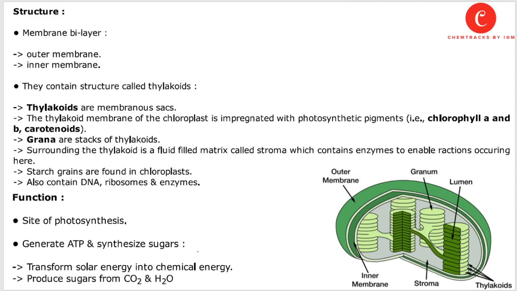You can see from the diagram, granum or grana are basically the stacks of different thylakoids. Surrounding the thylakoid is a fluid-filled matrix called stroma, which contains enzymes to enable reactions occurring here. Starch grains are found in the chloroplast. Chloroplasts also contain DNA, ribosomes, and enzymes.